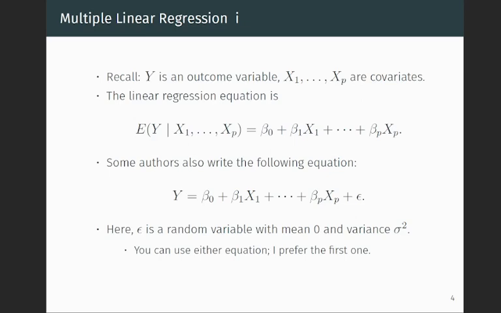You may also have seen a slightly different equation. You can also write this as y is equal to beta 0 plus beta 1 x1 up to beta p xp plus epsilon, where epsilon is a random variable that's assumed to be of mean 0 and variance sigma squared. Those two equations are more or less equivalent. You can use either one. I typically prefer the first one just because it generalizes to other models quite directly.